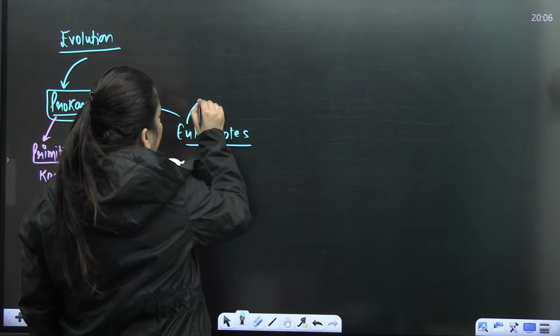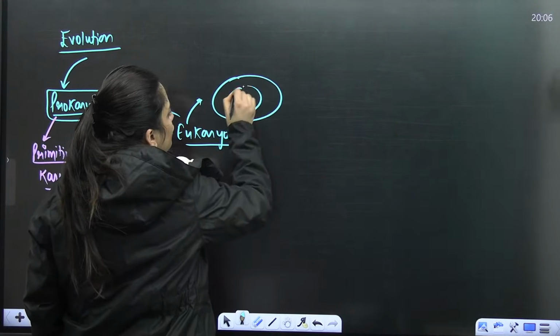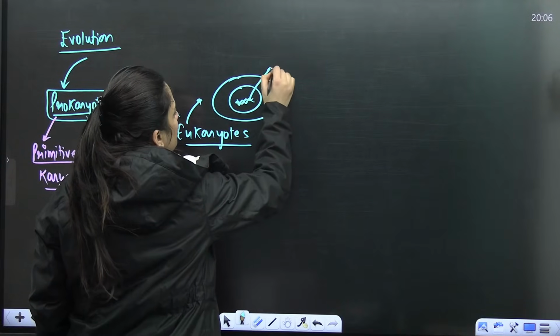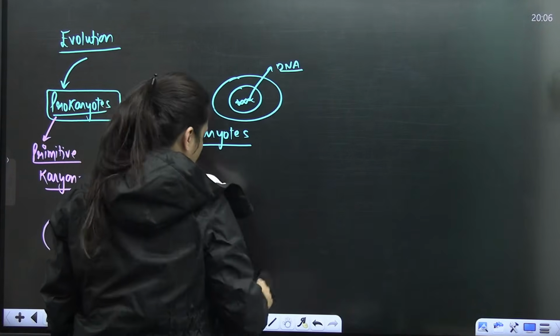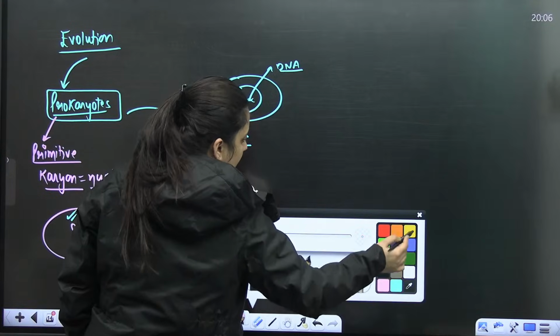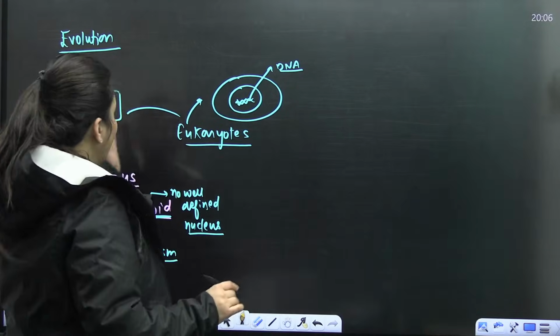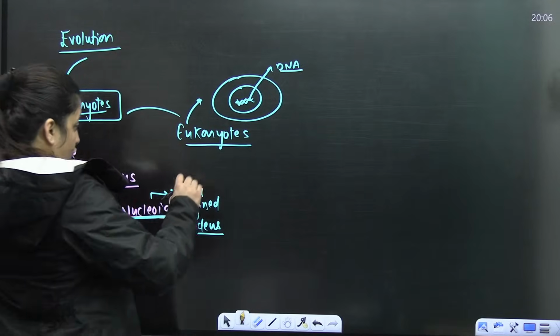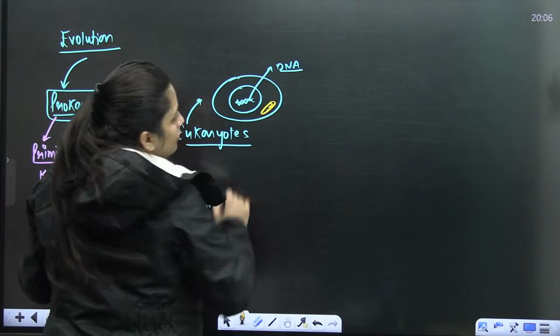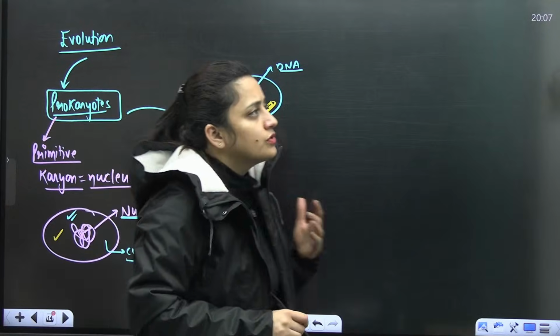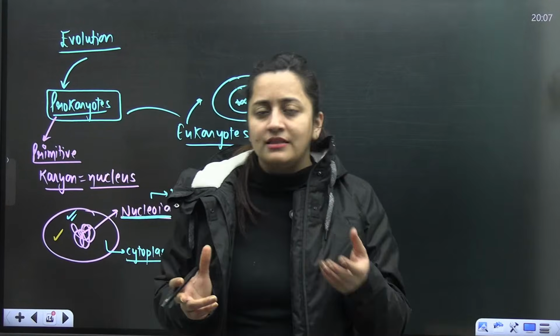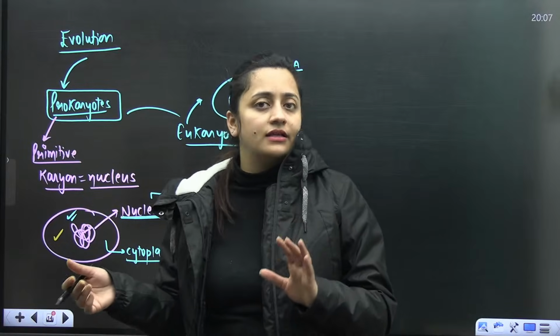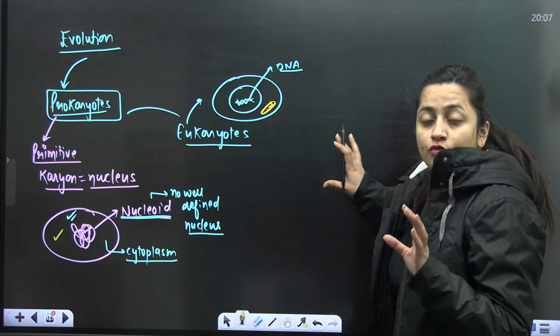In the case of eukaryotes, eu means true. A true nucleus is there, and here you have the DNA. I hope you are all well aware of it. Now, why are we talking about it? Here also you have the cytoplasm, but you have other organelles also. When it comes to respiration, even the prokaryotic cell needs energy, and even the eukaryotic cell needs energy. So what do you need to focus on here?